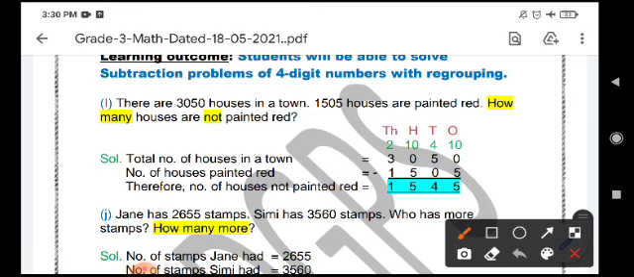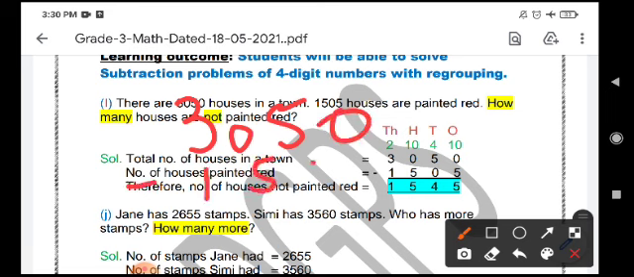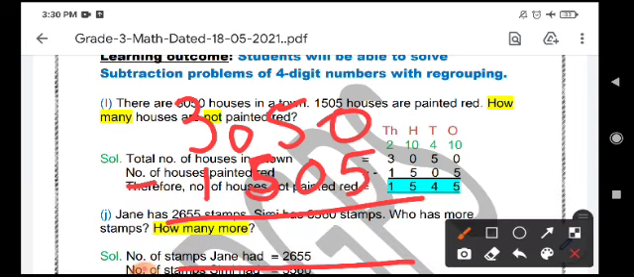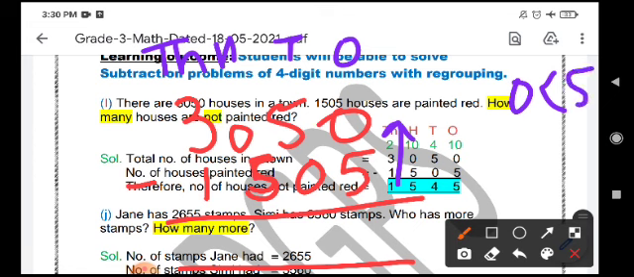Fourth step is to calculate. We will do the calculation now. 3050 minus 1505, right? So let's do it now. Ones, tens, hundreds, thousands. We have a 4-digit number. We'll write the place value on top. Is it possible for me to take 5 from 0? No. 0 is less than 5. So what do I have? More on the floor. What will I do?